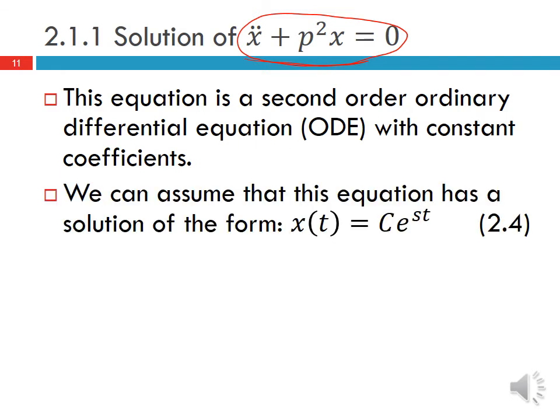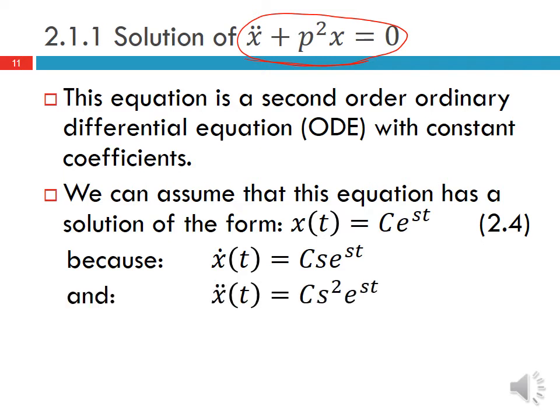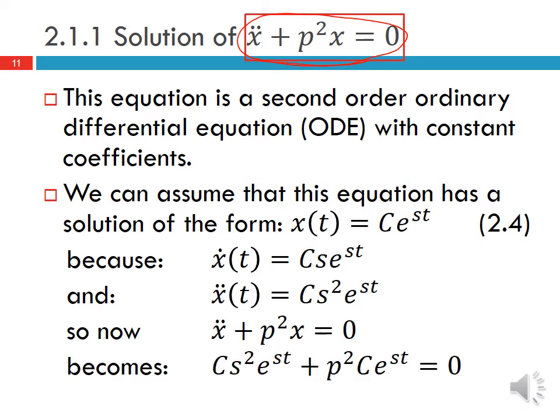So we can assume that this equation has a solution of the form x of t is equal to c e to the st. So now x dot of t is equal to c s e to the st, and x double dot of t is c s squared e to the st. If we plug those into our equation, x double dot plus p squared x is equal to 0, this becomes the expression shown here. We're just plugging in x as well as x double dot into this equation.